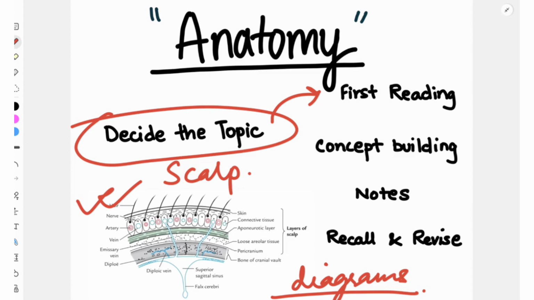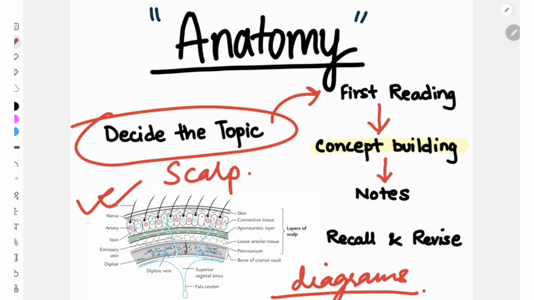Give it a reading. After reading it, it's now time for you to build the concept. How will you build your concepts? Suppose you gave the reading, looked at the key points, and then correlate it with the diagram. After building your concepts, then you are supposed to make the notes.